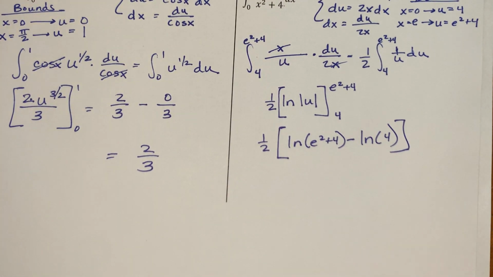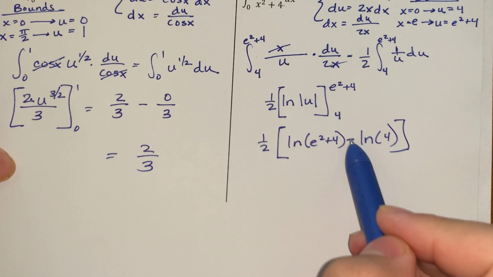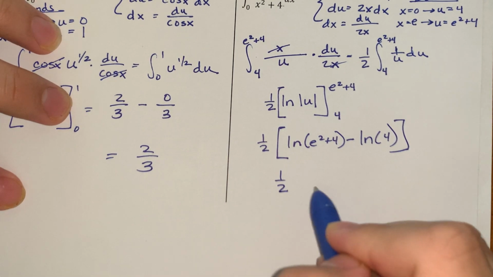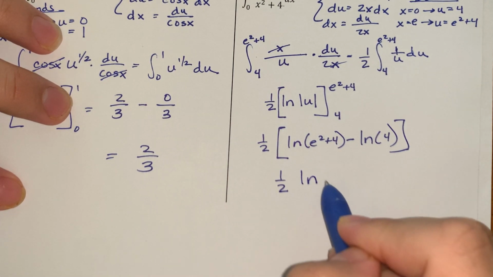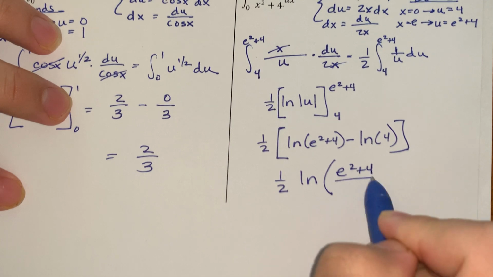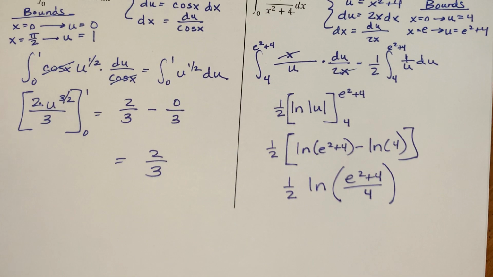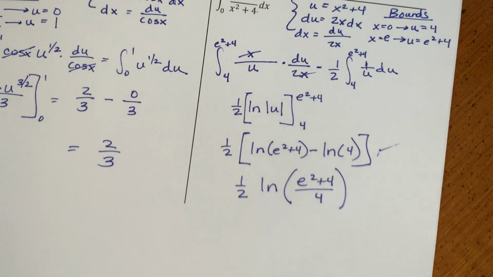I'm going to take it a step further. I recognize my log rules. If I'm subtracting two logs, then I'm dividing whatever's inside of them. So that's going to be 1/2 times the natural log of e squared plus 4 over 4. Are you going to remember your log rules? Probably not. Maybe that was a refresher. And if not, I'll accept that answer on the test.